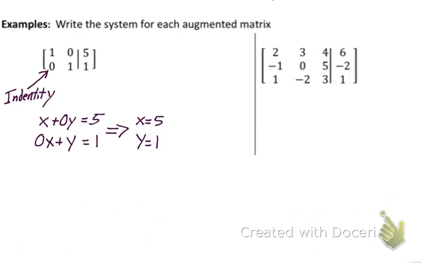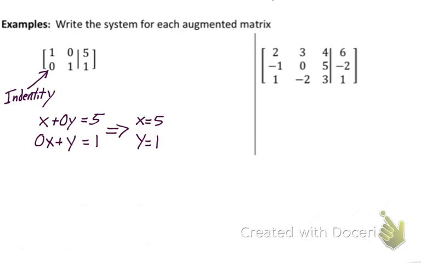All right, so note that's an identity, and we'll talk a little more about it in a second. But when I have those diagonal 1s in each column, I know what x equals and I know what y equals, and I no longer have a system of equations. Instead, I have a solution. I have x equals 5 and y equals 1. All right, let's go through this one here.